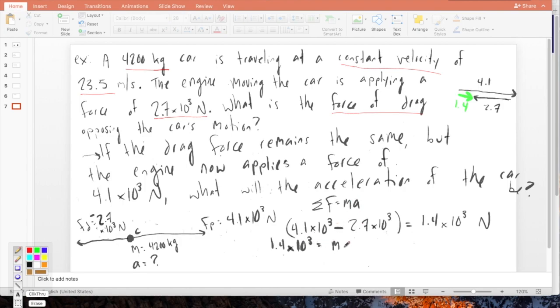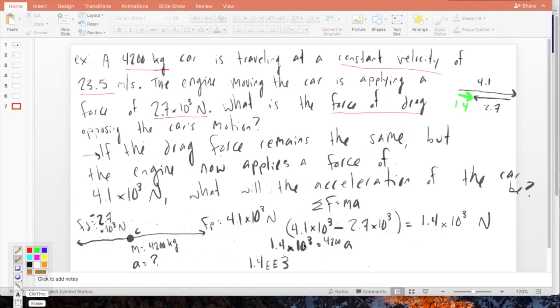equals ma. Do I know what the mass is? Yes, I do. I wrote it down in my diagram. The mass is 4,200. How can I solve for a? Divide by 4,200 on both sides. If you're not familiar with scientific notation, your calculator should have a button that says EE. I think it's second 7 if you have a TI. That EE means times 10 to the power of. So if you type in 1.4, hit the EE button, it'll show up as an E on your screen, and then hit the 3. That's the same thing as this.